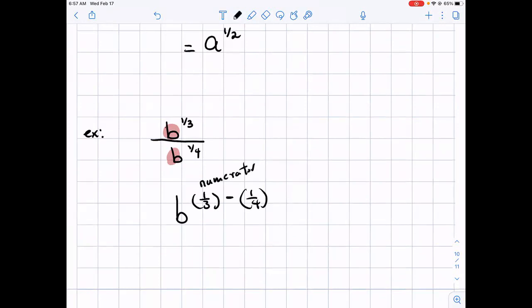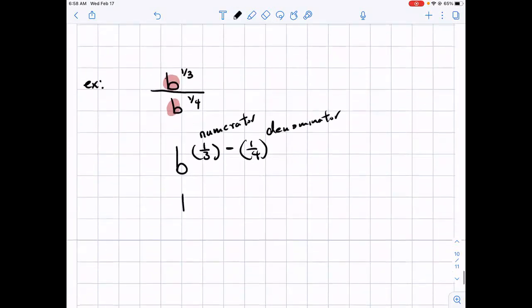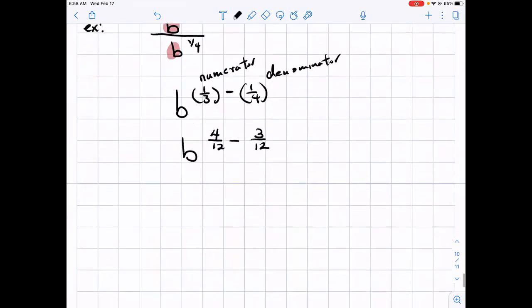Okay? Numerator minus denominator. Always. So this becomes b, the common denominator is 12. So this becomes 4/12 minus 3/12, which is b to the 1/12 power. And please be careful when you write your exponent. These are exponents, okay?